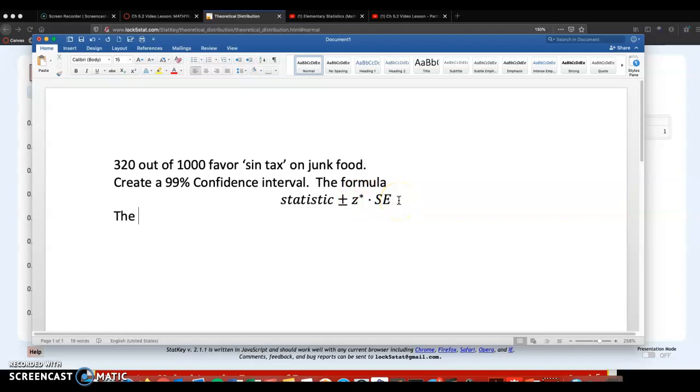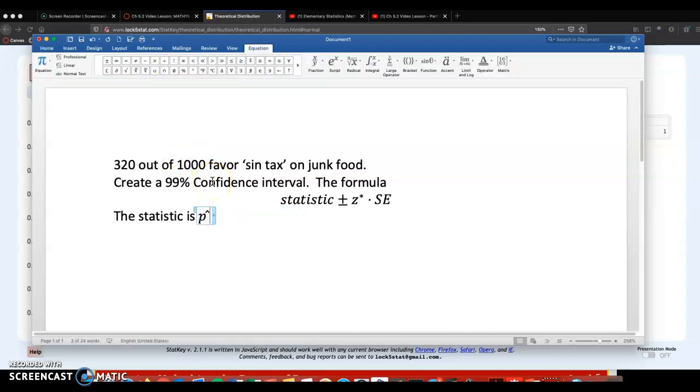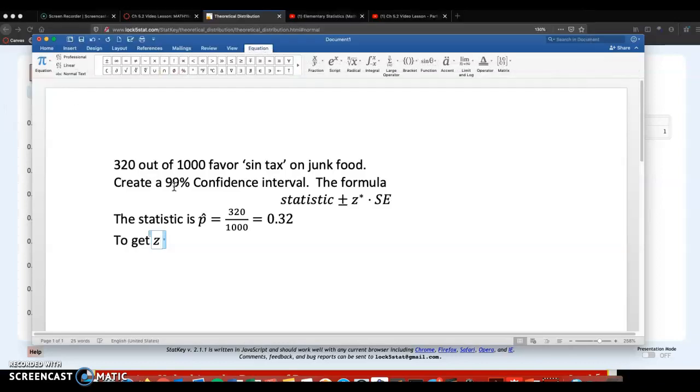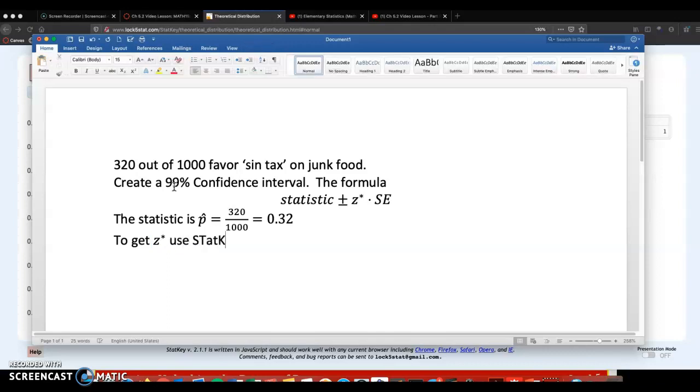The statistic: we have a proportion, 320 out of 1,000. So I'm going to write this as p hat equals 320 out of 1,000, and that'll be 0.320, or 0.32. So I got my statistic. All right, 99% confidence. I'll just put here, to get Z-star, I'm going to use StatKey.